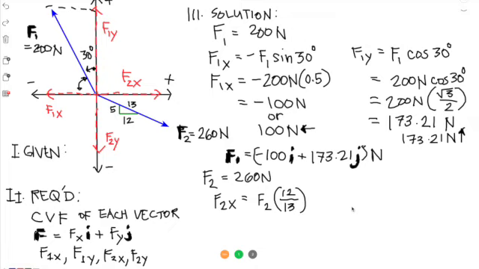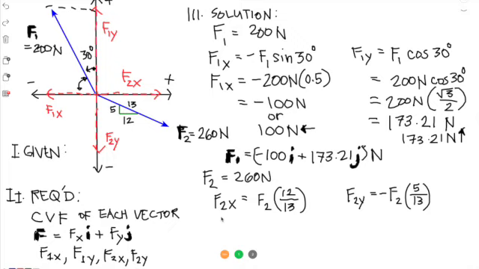So for f2y, we will be using the side which is parallel, which here is 5. Okay, so since it's going down, we will use negative the value of f2 multiplied by 5 all over the hypotenuse, which is still 13.